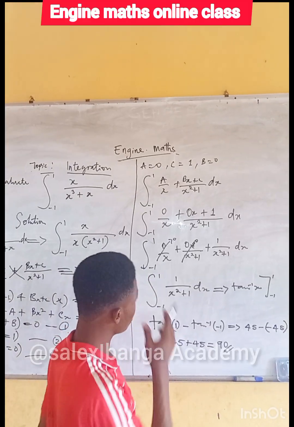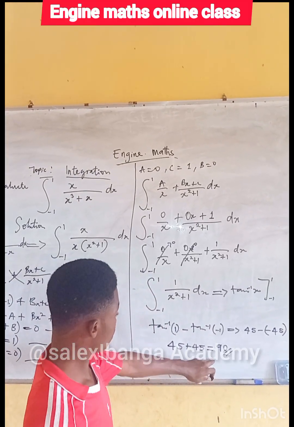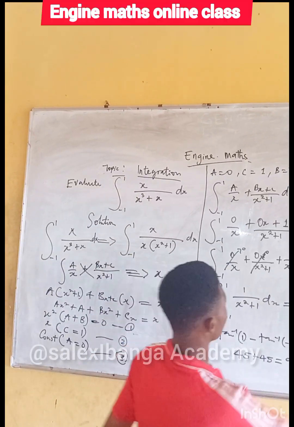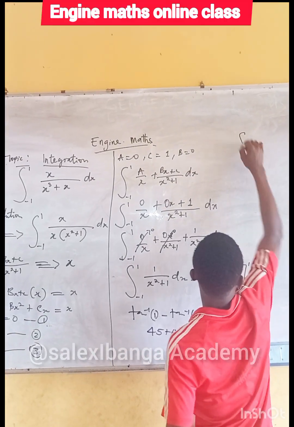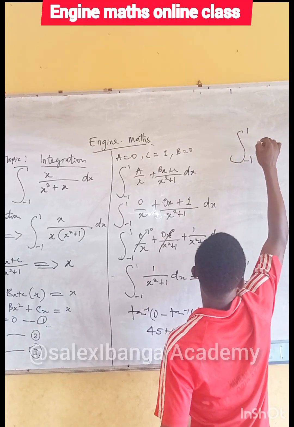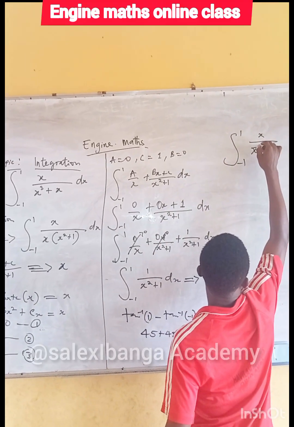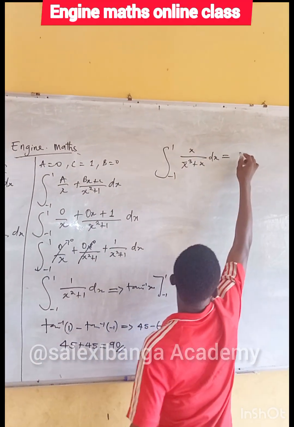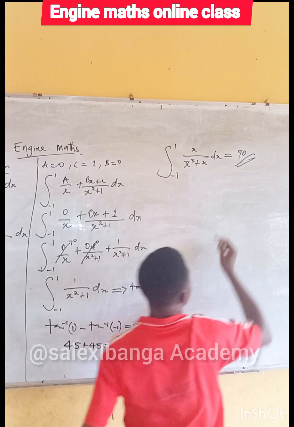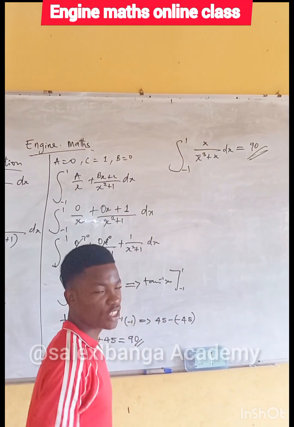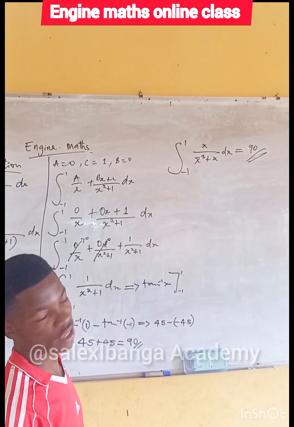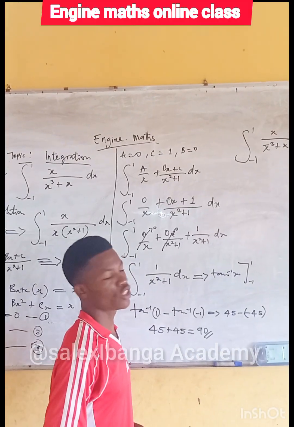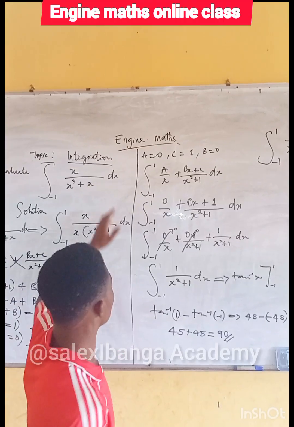So my people, it simply means that the integral from minus 1 to 1 of x all over x cubed plus x dx is equal to 90. And this is where we end our class for today. Stay informed for more explanation based on our topic for today, integration.